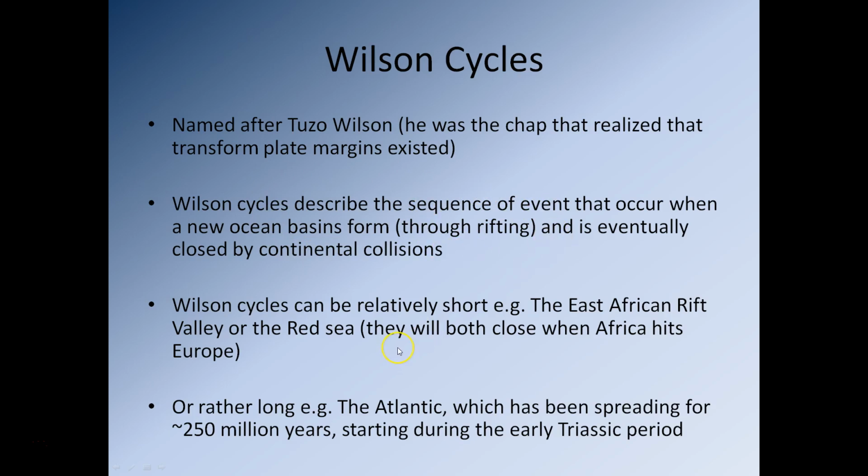Now, Wilson cycles can be relatively short, like the East African Rift Valley or the Red Sea. Essentially, they aren't going to last very long. Those two Wilson cycles will cease when Africa makes full contact with Europe. On the other hand, some Wilson cycles can be rather long. In the case of the Atlantic Ocean, it's been increasing in size since about 250 million years ago, and there's probably somewhere in the region of another 50 to 100 million years of expansion to go before it starts to close up. So, Wilson cycles will obviously vary in length.